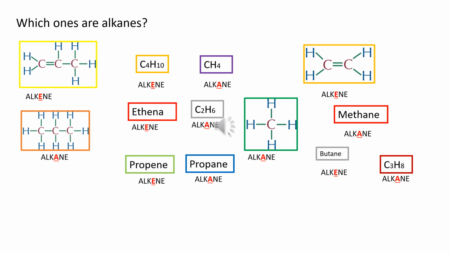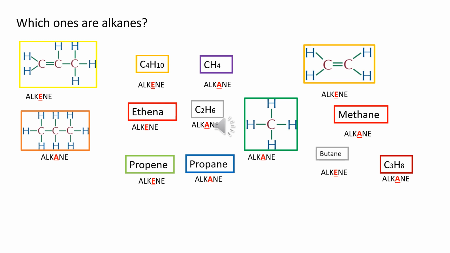And another type of alkane is CH4, that is methane. That is the formula for methane. So that would be CH4. And then you have C2H6, that represents ethane. And you have the last one, which is C3H8, that represents propane.